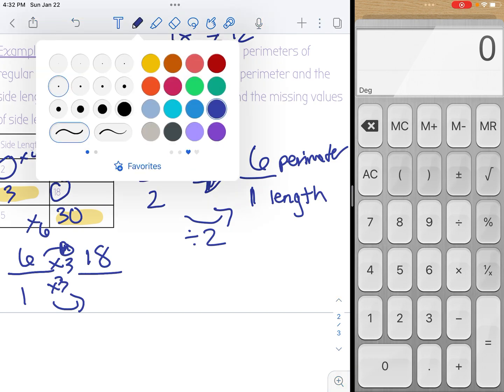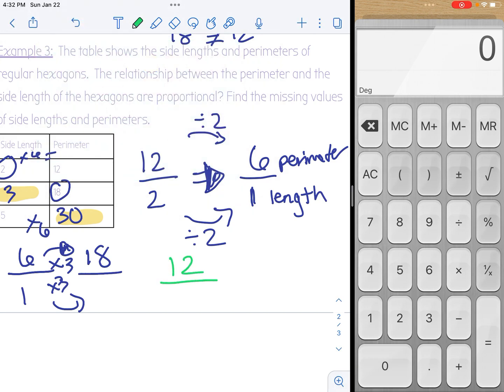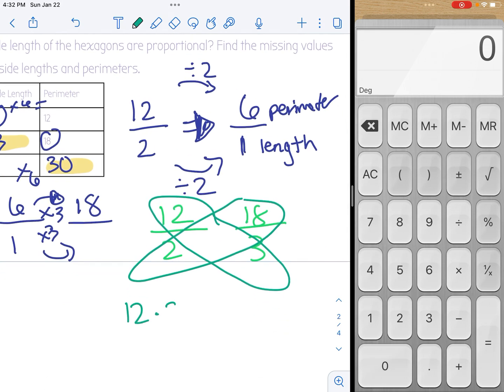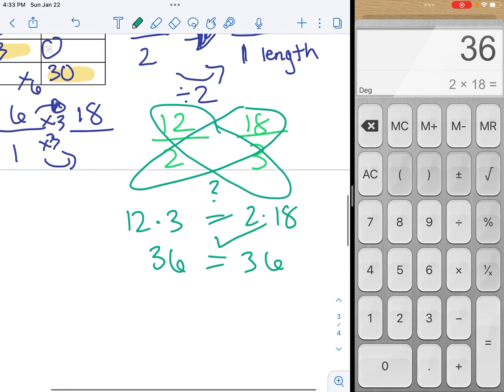I'm going to go ahead and do the butterfly method on this one just to change things up. If I have 12 over 2 and 18 over 3, let's do our butterfly method. So we have 12 times 3. Does this equal 2 times 18? Now, I'm going to use my calculator just to show you guys. You can use your calculator on this unit, although hopefully we know this off the top of our heads. But we have 12 times 3 is 36, and we have 2 times 18 is 36. So this one is proportional.